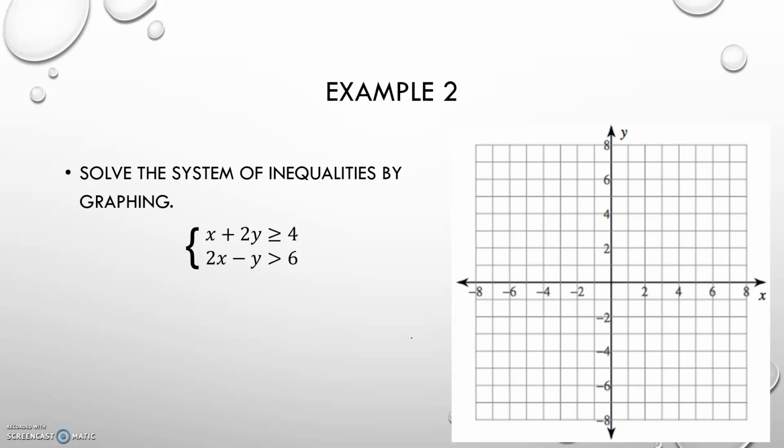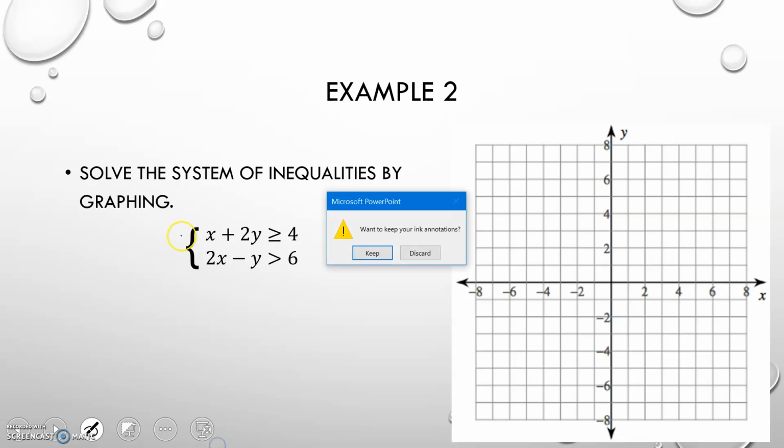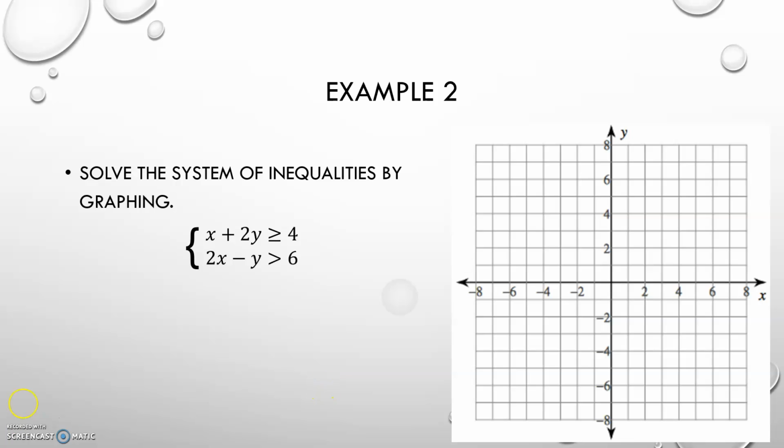These are in standard form. So since they're in standard form, I'm going to find the x and y intercepts. So for the first one, we have x equals 0 and y equals 0. When I plug in x equals 0, I get 0 plus 2y, so just 2y equals 4. And that would give me y equals 2. So I'm going to put that point on the graph.